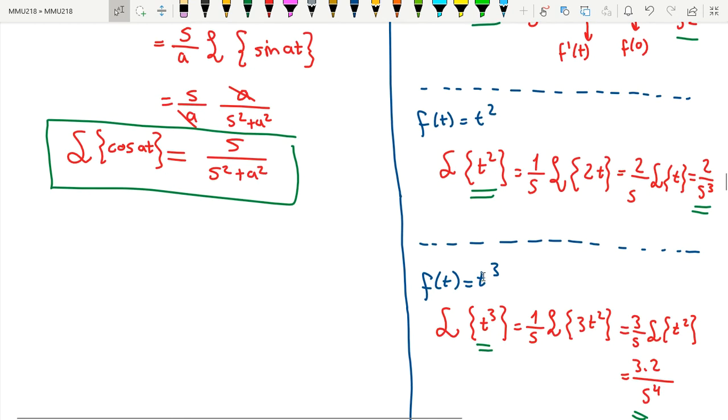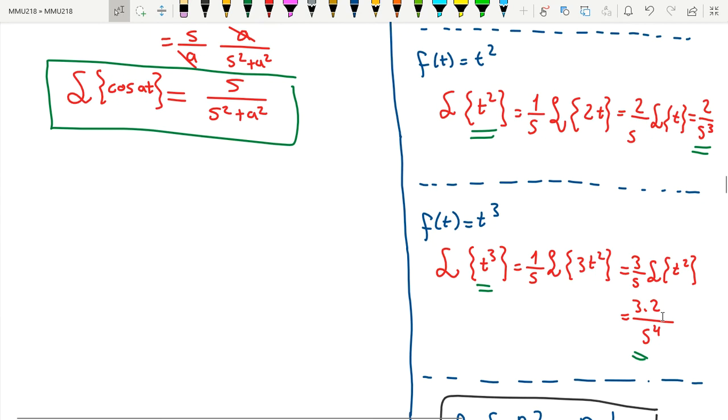Now t cubed, let's do one more, and then we will be deriving the general formula for t to the power n. That's going to be 1 over s. And what is the derivative of this? 3t squared, t to the power 2. And then 3 over s, because I can pull this out, Laplace of t squared. And Laplace of t squared is 2 over s cubed, multiplied by the s. That's going to be s to the 4. So 3 times 2 over s to the 4.